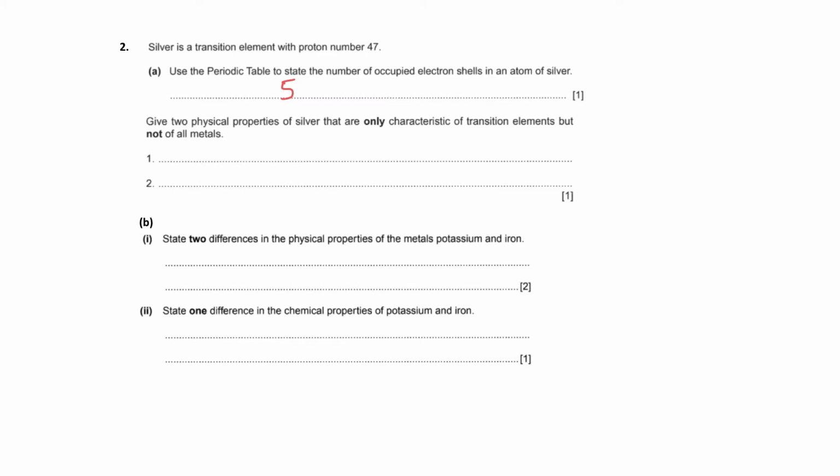Give two physical properties of silver that are only characteristic of transition metals but not of all metals. So you can say that it has high melting point, because not all metals do that. But you can also mention that this gives colorful compound. So gives colorful compound.